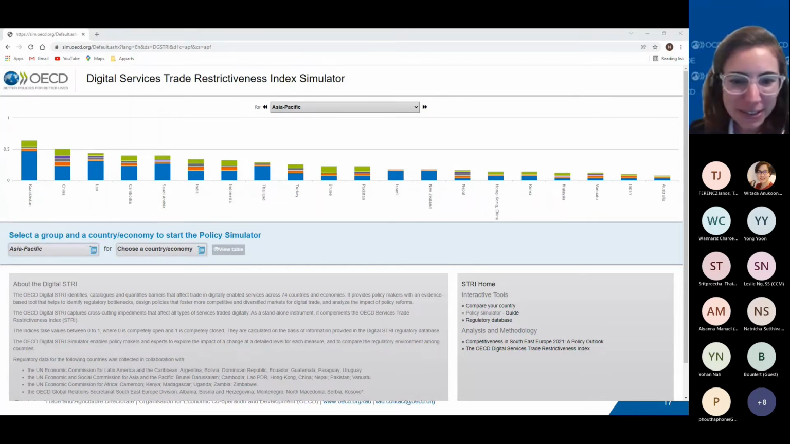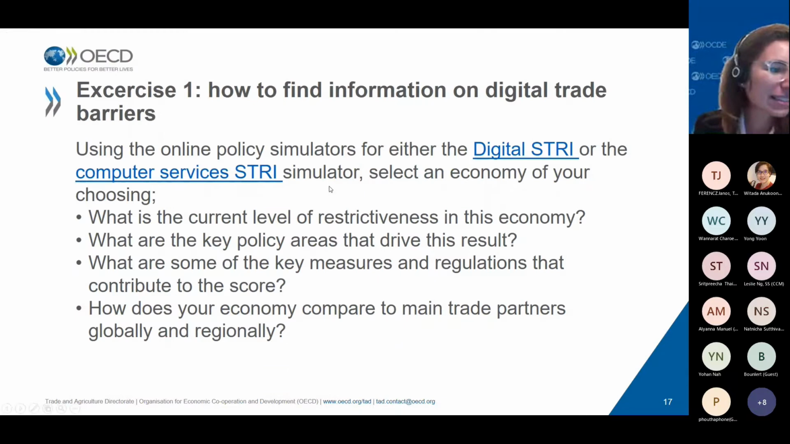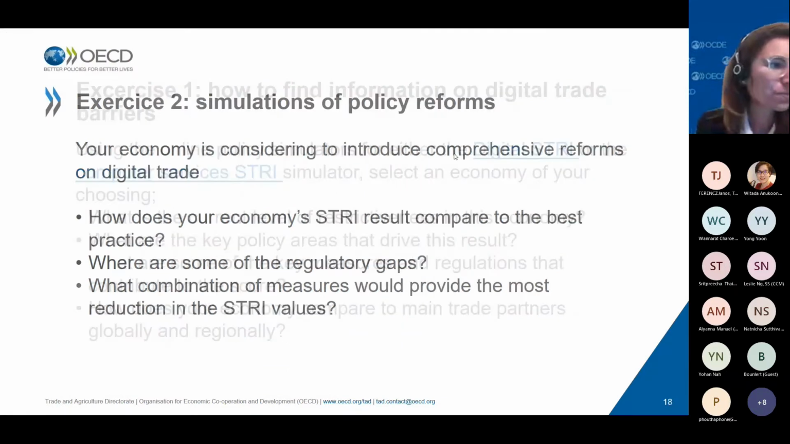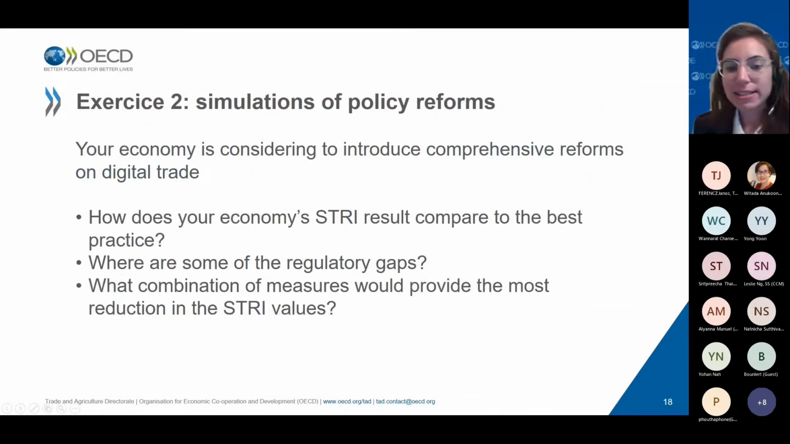So I'm going to go to the second exercise. You can still see my screen, don't you? Yes. Okay, so this second exercise is on how to use the function in the tool that proposes the possibility to do a simulation of policy reforms. That's why it is called the simulator.